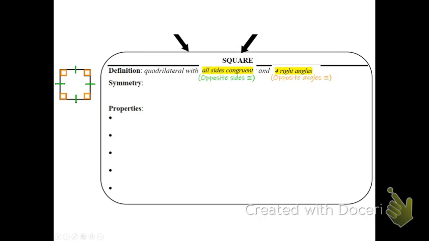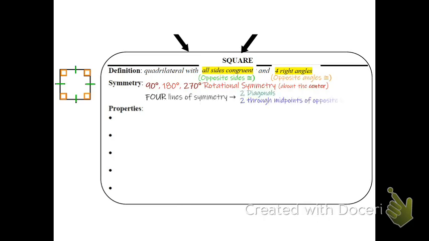Okay, as far as symmetry goes, it has the 90, 180, and 270 degree rotational symmetry. The 180 degree comes from the parallelogram, but because the square is the first of our regular figures that we're studying with quadrilaterals, it's the only regular quadrilateral, it has a 90, 180, and 270 degree rotational symmetry. It has 4 lines of symmetry: the diagonals from the rhombus and the ones that connect the midpoints of opposite sides from the rectangle. Therefore, it has 4 lines of symmetry.